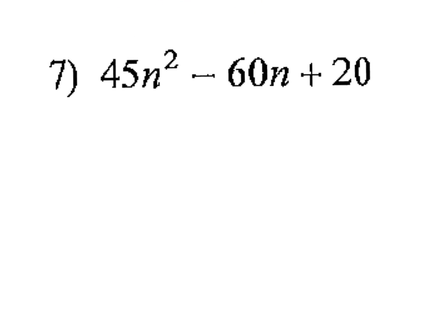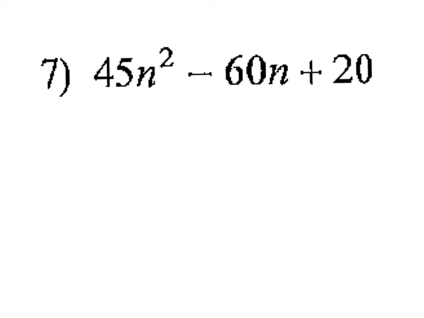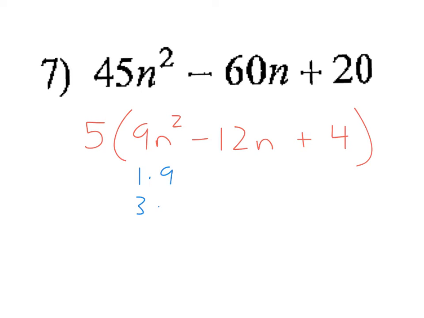Okay, on number 7, again, big numbers, look for those GCFs. So you should have pulled out a 5 to start with. So you'll have 9n squared minus 12n plus 4. So again, we're making a list. 1 times 9, 3 times 3, 1 times 4, and 2 times 2.